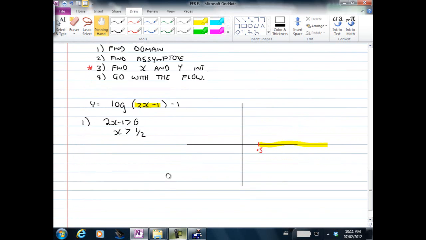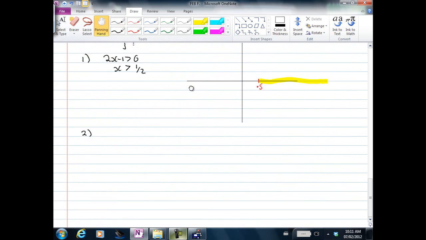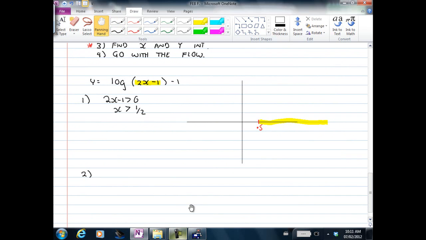Okay. Step 2. Find your asymptotes. A lot of people say, what the heck is that? An asymptote is really an imaginary line that your graph never crosses. Where is the imaginary line that your log will never ever touch? 0.5. Would you agree that your asymptote is right here? Because this is the border that says you cannot cross according to my domain. So draw it in a vertical line right here.